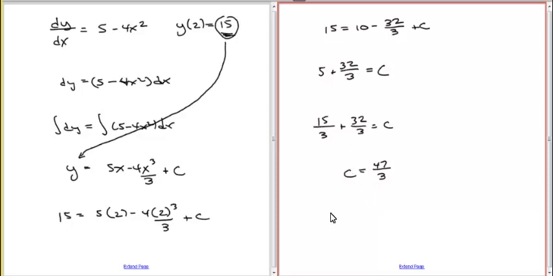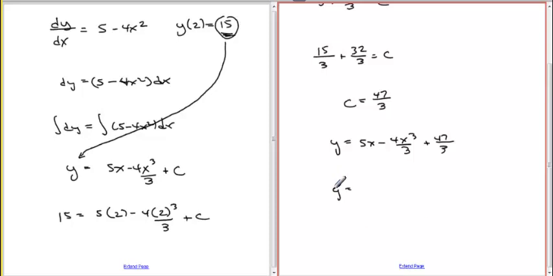Okay, so my final answer that I want is not just figuring out what c is. I need to plug that back in. So I get y equals 5x minus 4x cubed over 3 plus 47 over 3. And what should happen is if I plug in 2 here, I should get 15. Now you don't have to do that, but I'm just going to prove that it's true, that I did it correctly. So you'll get 5 times 2 minus 4 times 2 cubed over 3 plus 47 over 3.